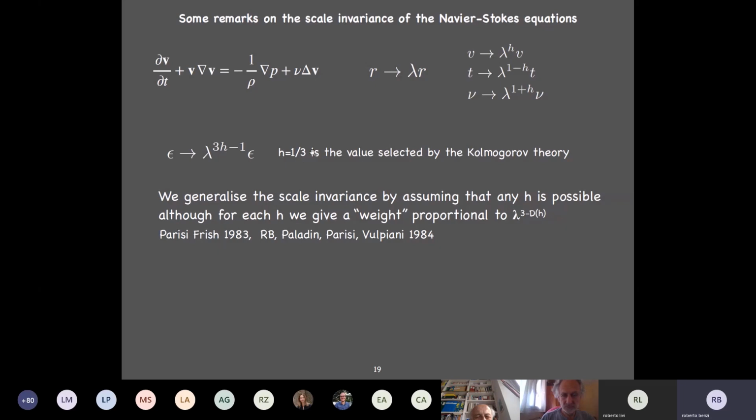So the idea was, well, let's generalize this approach, but give a weight to these different values of h. And the weight, to preserve scaling, must also be a scaling function, which now depends on h in a different way. And it was assumed to depend in some way, as is reported here. This idea was introduced by Parisi and Frisch in the beginning of the '80s and developed by other people, including myself, Paladin, Parisi, and Vulpiani. Now, the model is called the multifractal model.